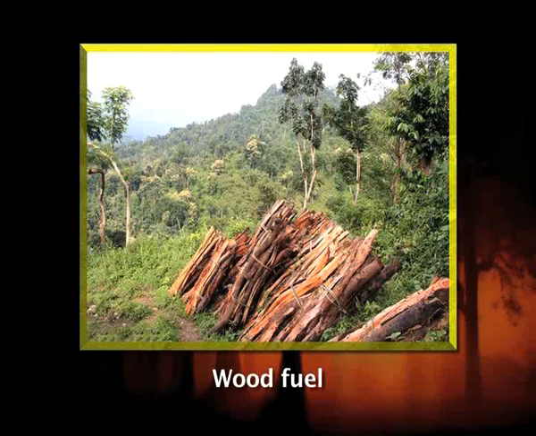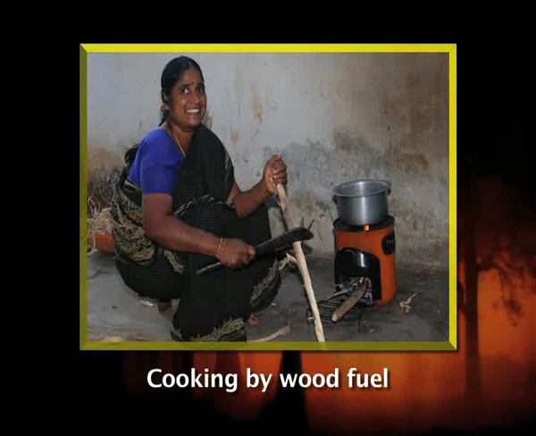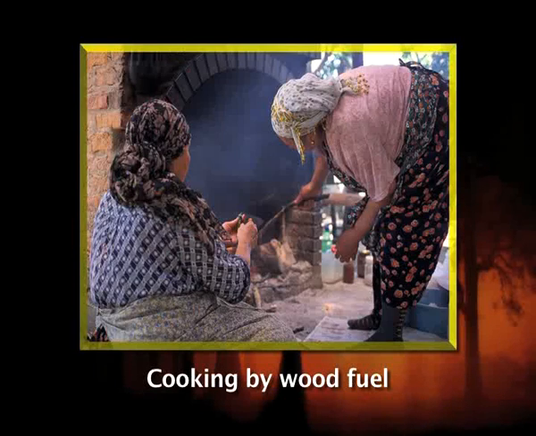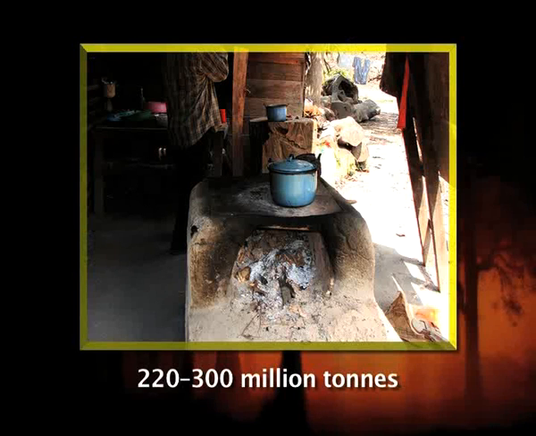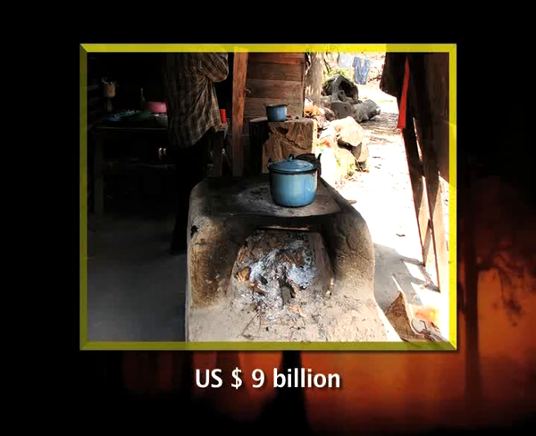Now we'll talk about wood as fuel. Wood has been traditionally used as fuel. Wood fuels play an important role in India as they do in many other parts of Asia. Annual consumption in the country as a whole is estimated at 220 million tons up to 300 million tons, which is worth some 9 billion US dollars, and this amount is increasing.